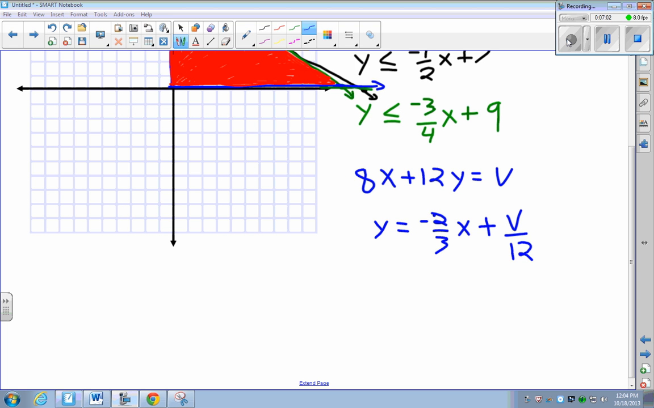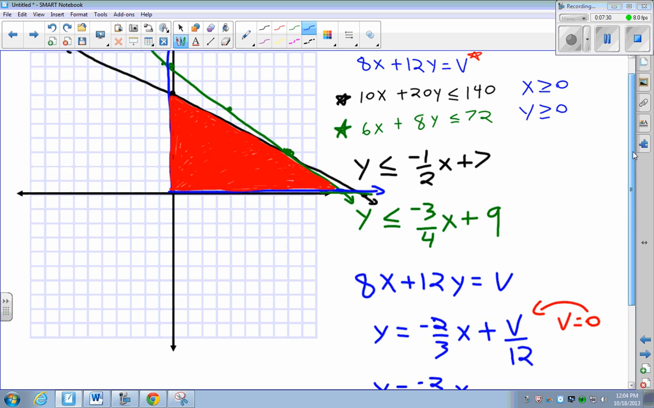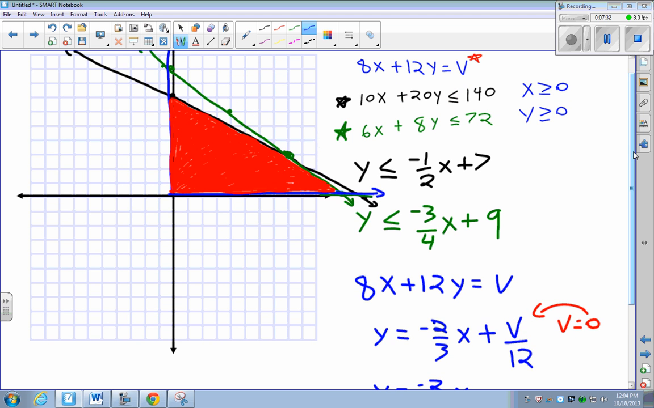Okay, so this is a linear line, right? Well, let's go ahead and plug in values for volume and see where a line goes through. And so let's try v is equal to 0. So let's put 0 into there. When we do that, we'll get y is equal to negative 2 over 3x. Okay, so let's go ahead and graph that. So down 2 over 3. I want to represent it with a dotted line.